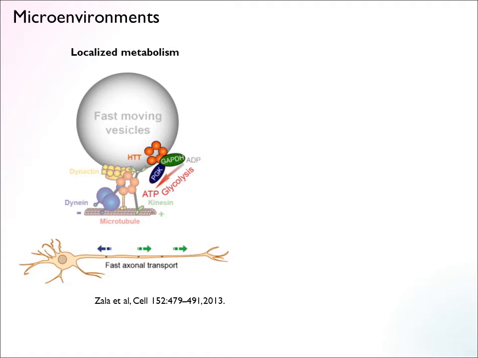So what's shown here is a recent example of glycolysis, particularly two steps of glycolysis, the GAPDH and the phosphoglycerate kinase steps. So this is the energy yielding step of lower glycolysis. So these enzymes have been found to co-localize together with these vesicles that move around in very rapid transport in the axons of neurons. And so they help move vesicles around.